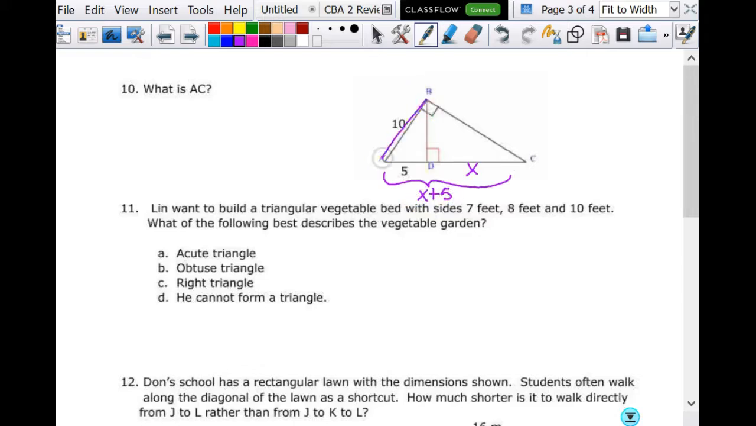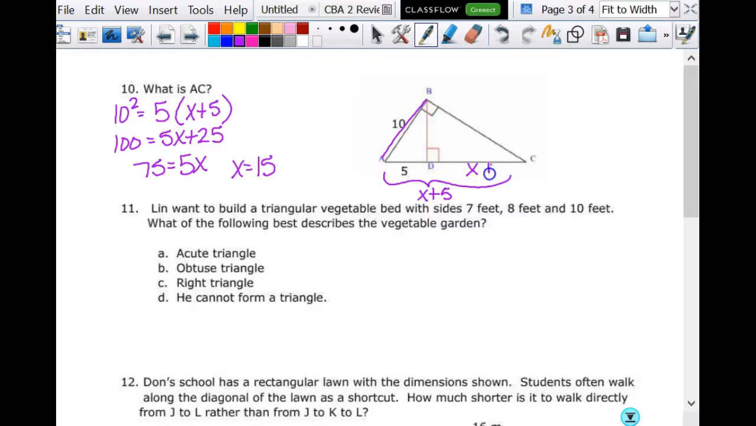So this is a leg squared, 10 squared, is equal to the piece that's attached to it, which is 5, times the whole thing, which is x plus 5. So this is going to give me 100 equals 5x plus 25. So 75 equals 5x. So x equals 15, which means when I plug that in right here, and I'm looking for the length of AC, that's the whole thing, so the length of AC equals 20.